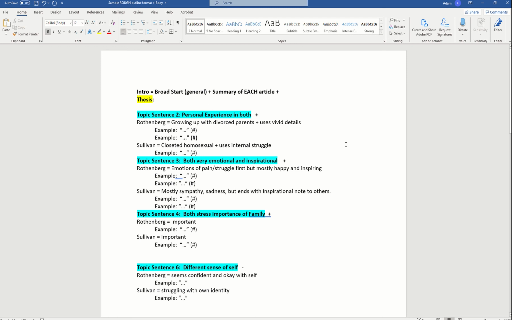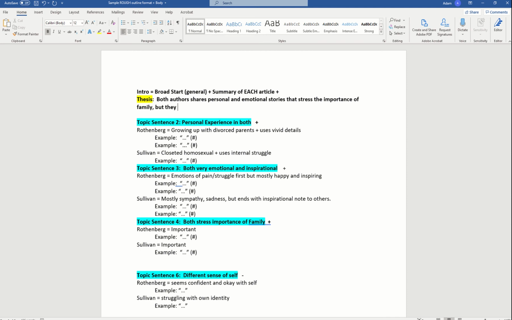Personal experience in both, emotional, inspirational, and both stress the importance of family. So, both authors share personal and emotional stories that stress the importance of family, but they differ in their sense of self. I don't like how I worded that sense of self. I'm going to go back and revise that again. This isn't even a draft; it's an outline.